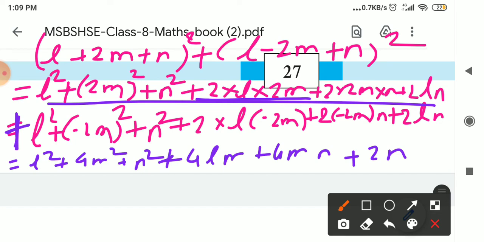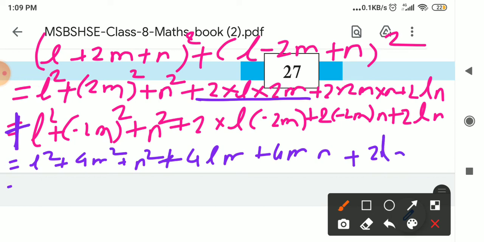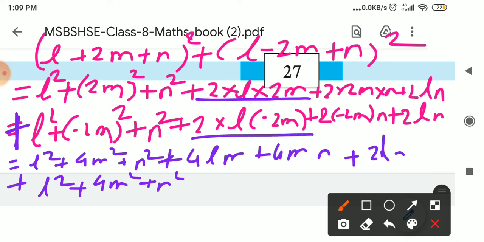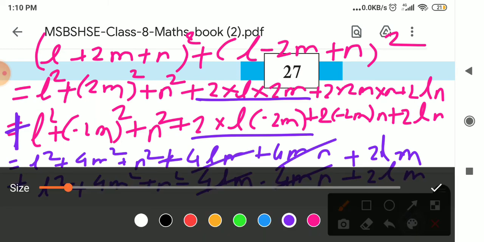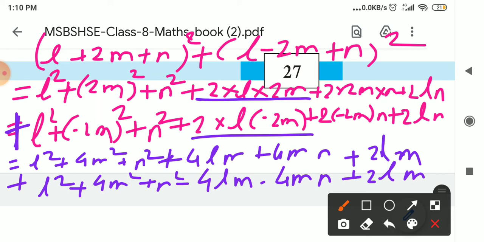Okay, now the next, this line we will write here downside. So the plus l square, minus 2 square is also plus, so 4m square plus n square. This 2's multiplication with 3's multiplication is minus 4lm, sorry. Then this multiplication minus 4mn, okay, and plus 2ln. Now plus minus cancel. So what is remaining? This gets cancelled with this, negative and positive terms are cancelled.